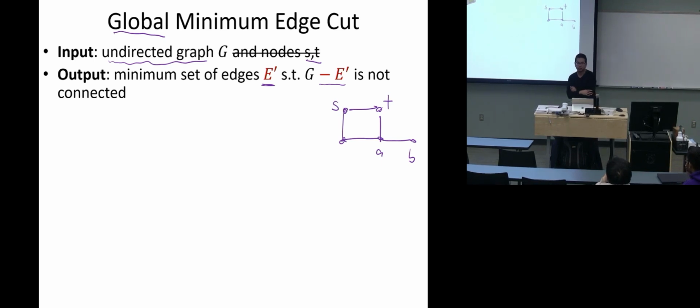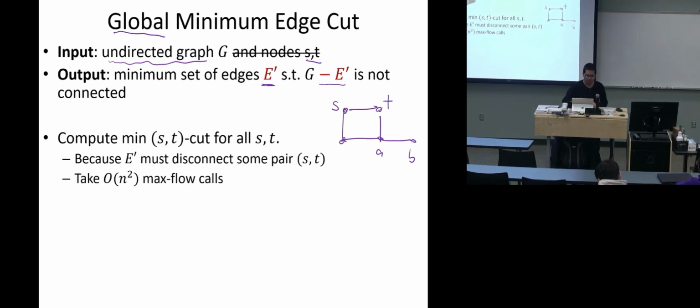Or solving many ST min cuts. There's one straightforward way to do this. Try all pairs, yes, because this global min cut must separate some pair S and T. So let's try all pairs S and T, compute the min cut for each, and return the minimum ST cut among all S and T. That's your global min cut. That takes n squared MaxFlow calls. That's good, so it can be solved in polynomial time.